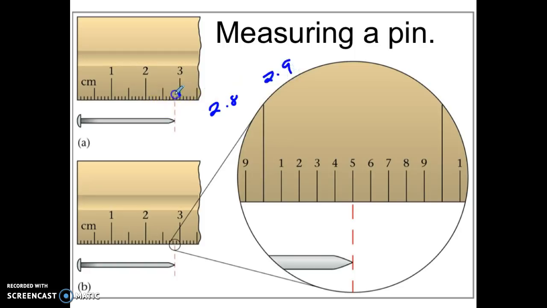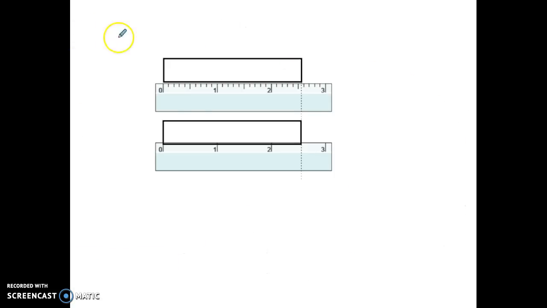Then what you do with this little marking right here is you, in your mind, subdivide it into 10 more graduations. This is your guess. You know for certain it's past 2.8, and then you're guessing in between. So this reading should be 2.85 centimeters. There you go. That's what you should report. Okay? So it takes a little while to get used to sig figs, but once you do, it's pretty easy.